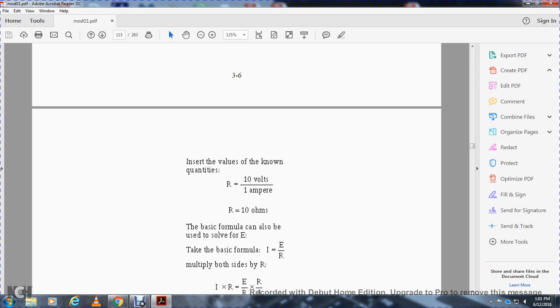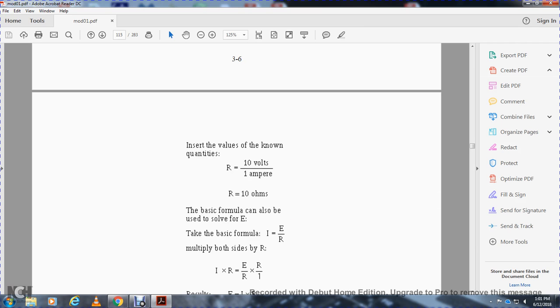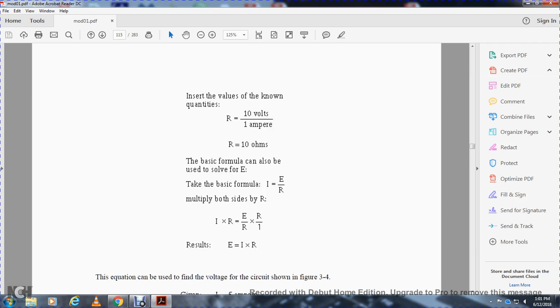The basic formula can be solved for E. Amps is equal to voltage over the ohms. Multiply both sides by the ohms. The amperes times the ohms equals volts over ohms times ohms over 1. The ohms cancel, and the result is volts equals amps times the ohms.